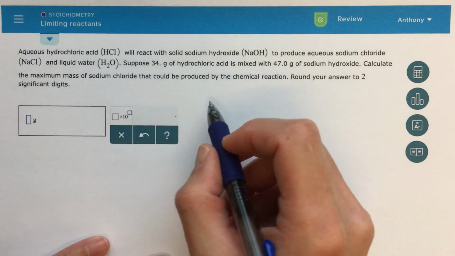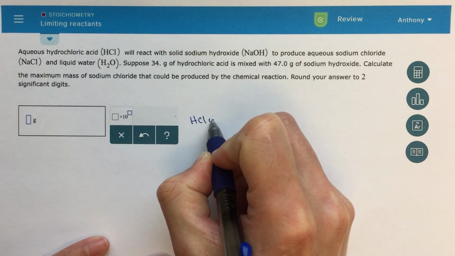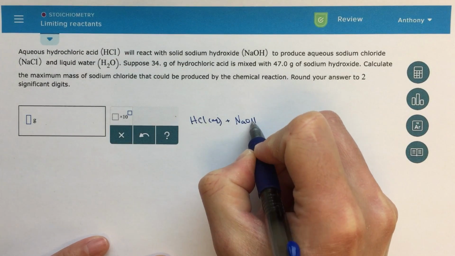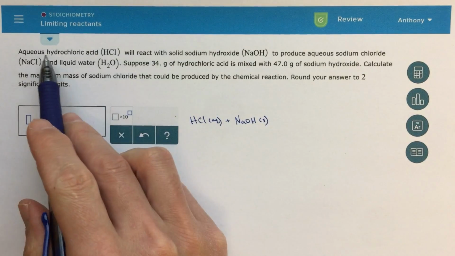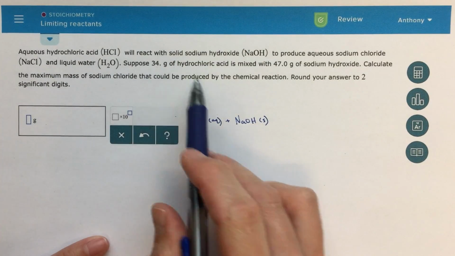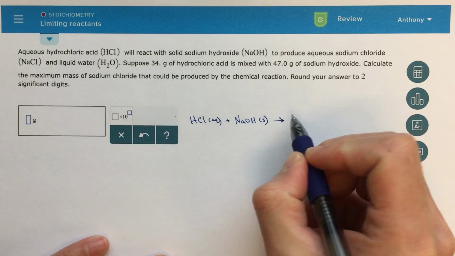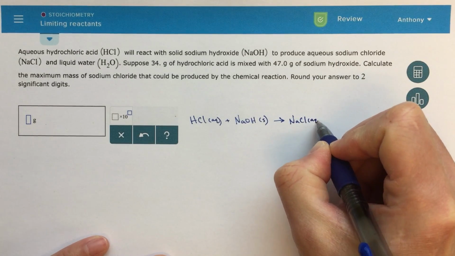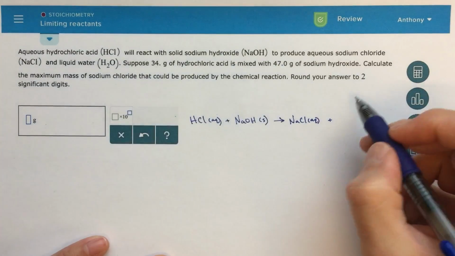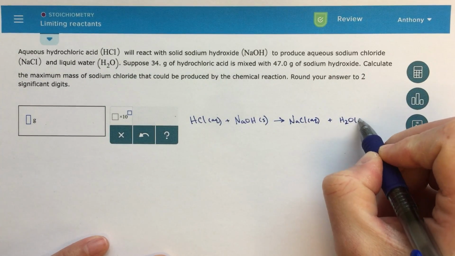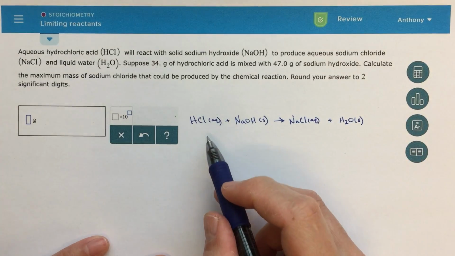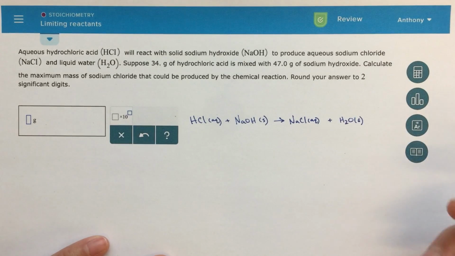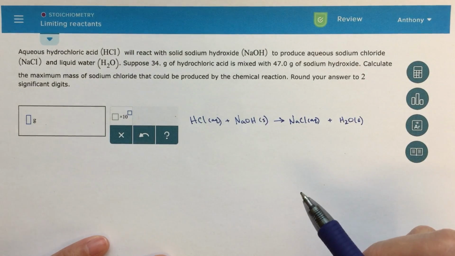So I'm going to take the words that are given, HCl, aqueous. We don't really need to use these phase labels right now, but I think it's a good practice. So aqueous HCl will react with solid sodium hydroxide to produce aqueous sodium chloride, so that means dissolved in water, plus liquid water. We're going to form some water in this reaction as well. But since HCl is aqueous, that sort of means the reaction is done in a bunch of water, so there's going to be plenty of water, H2O liquid.